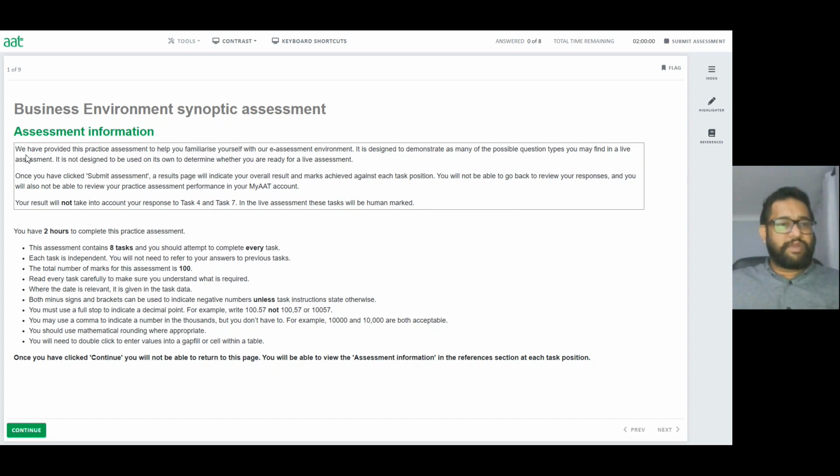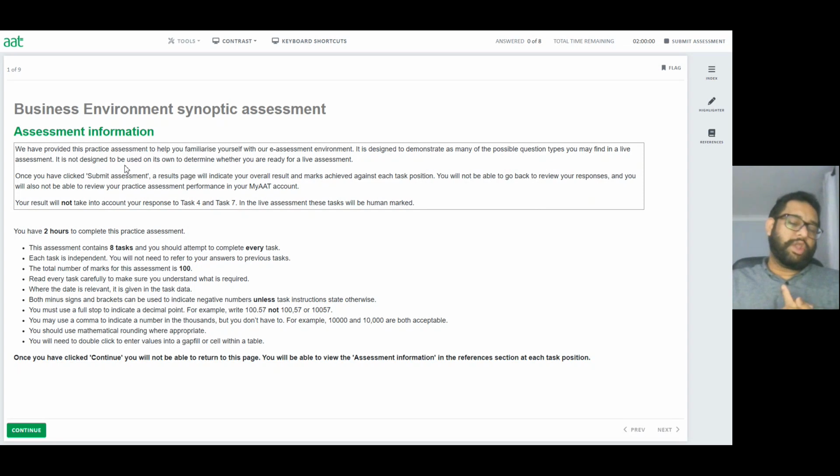Okay, so here, if you notice, I'm doing this as a generic exam. Therefore, you have to look at tasks 4 and 7. They will not be giving you marks for that. They are written tasks. This is human marked. Therefore, in your real exam, unlike the other exams, this will take more time for your results to appear on your screen.